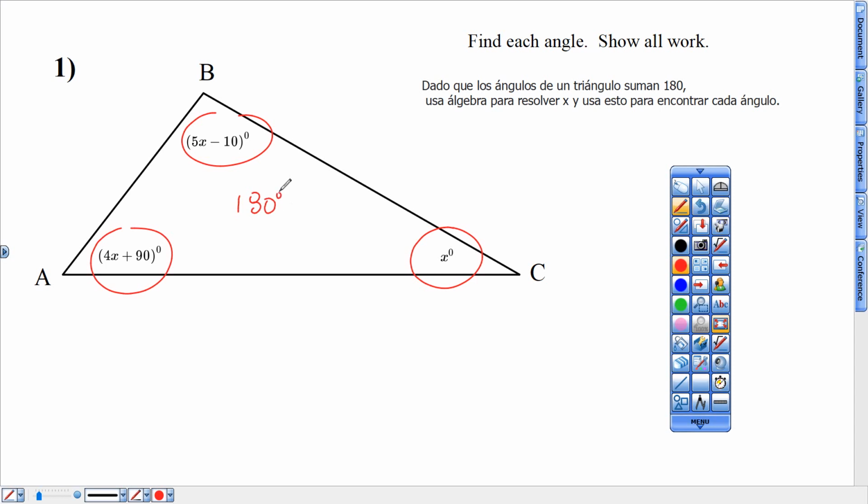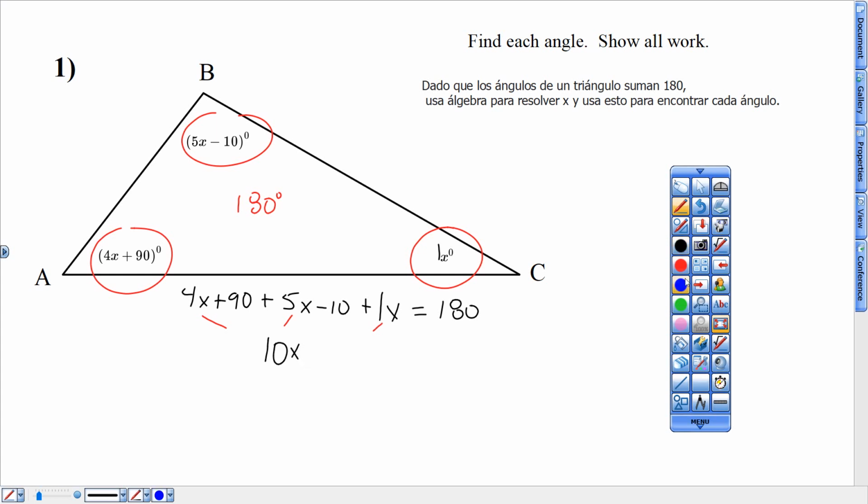So you need to know when you're adding these, I have my 4x plus 90. I have adding that my 5x minus 10, and then I've got to make sure I can't forget this 1x right here. That's 1x added to all this equal to 180. The first step I need you to do is combine all of your x terms, that 4x, 5x, 1x, that combines to give me 10 of those x's.